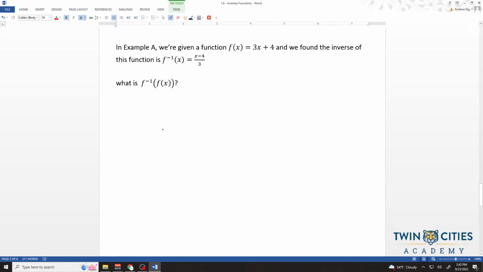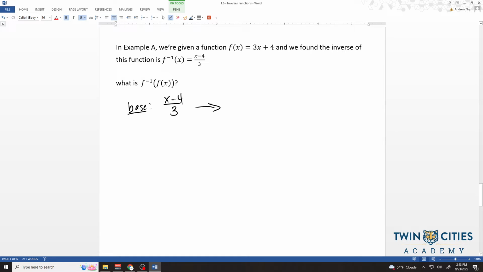In the first example, we were given this function, f of x equals 3x plus 4, and we found the inverse. The inverse was f inverse of x equals x minus 4 over 3. This is asking, what is f inverse of f of x? So it's asking me to take f inverse, use that as a base, and then plug in my other function. So plug in f of x, which is 3x plus 4. Let's see what that looks like. Firstly, my base here is going to be f inverse, x minus 4 over 3.